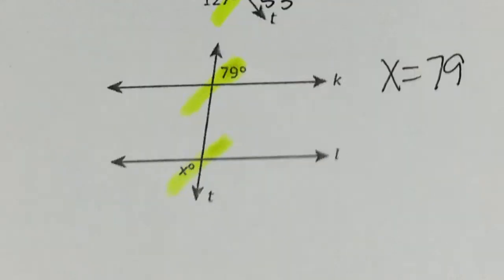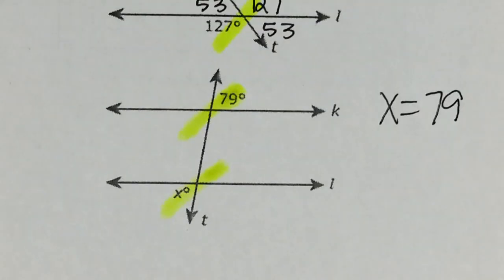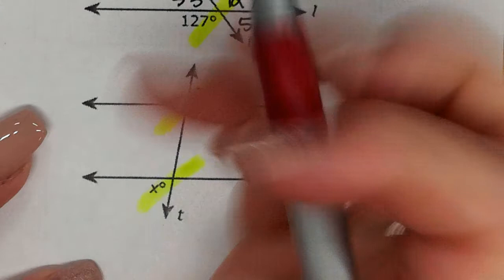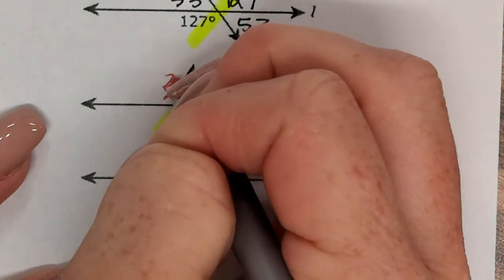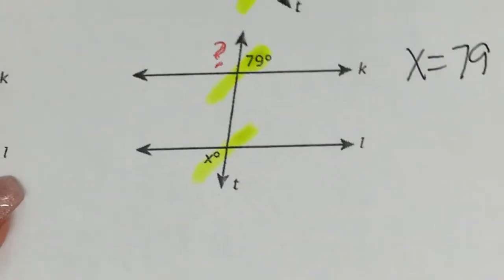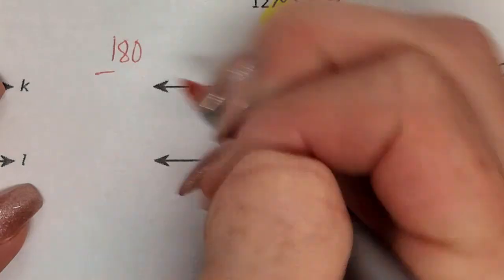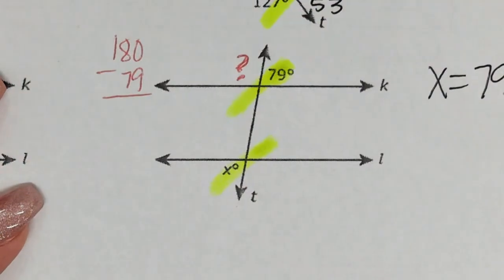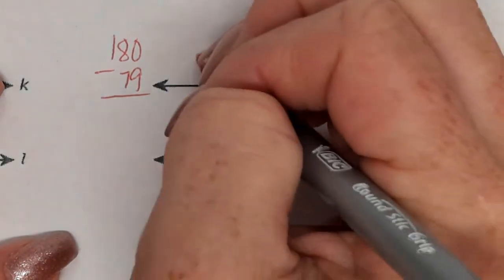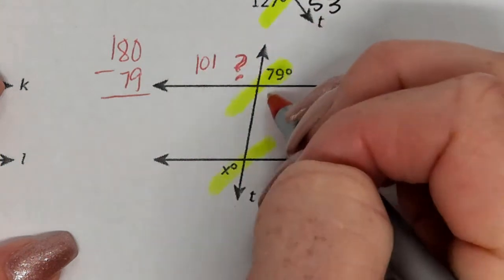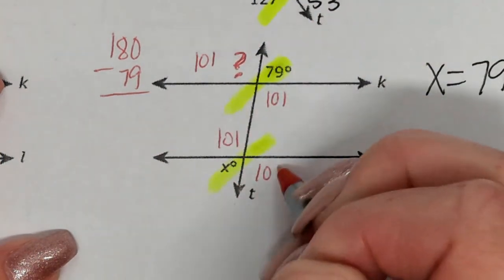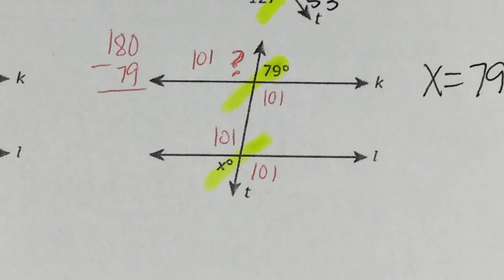So sometimes you don't even need to subtract. They're the exact same. But what if they had asked for this one? What would you do? You would do 180 minus 79, which is 101. That means everything in that spot is 101. So all you have to do is look at, is it in the same spot and it's the same answer, or is it in different spots and I have to subtract from 180?